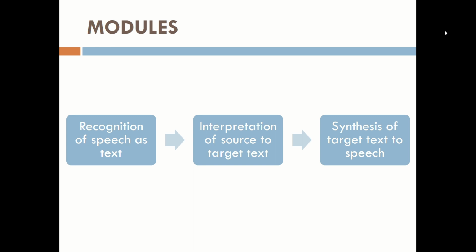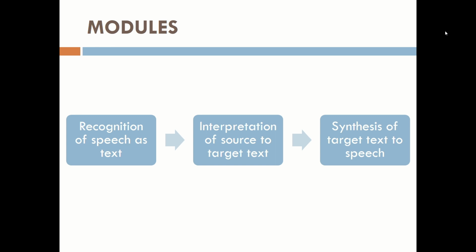The third module involves the synthesis of the target text into speech. We use advanced neural networks to generate natural sounding speech that is fluent and easy to understand. Our system utilizes Python text-to-speech synthesis technology to generate high-quality speech that accurately conveys the intended message.